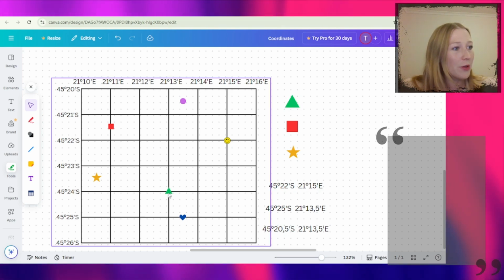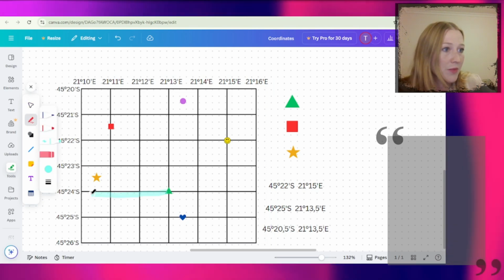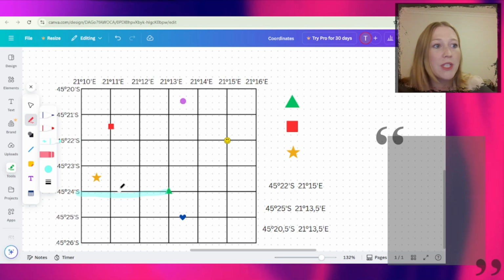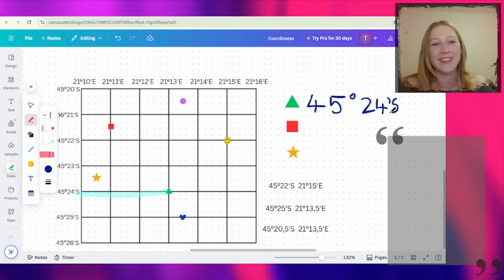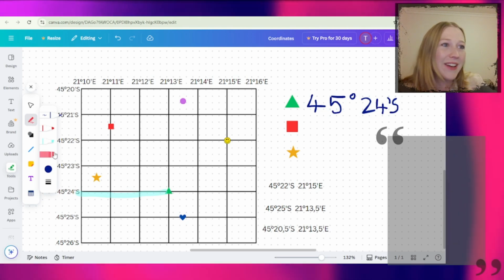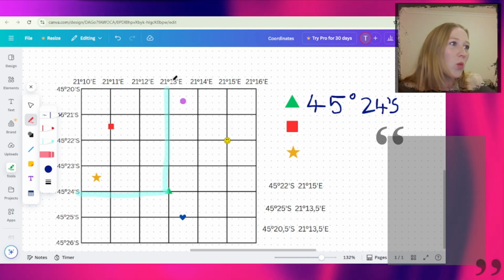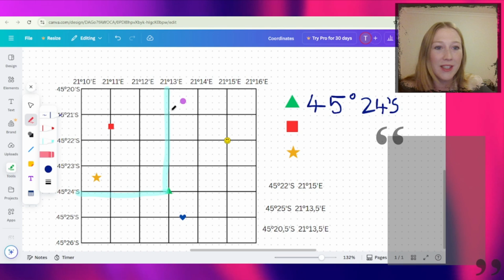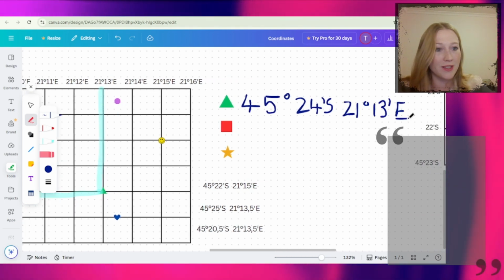So here is our green triangle. We first go to south. So there's south. 45 degrees and 24 minutes south. There we go. Okay, and now we have to draw it towards the east. There we go. 21 degrees and 13 minutes east. Okay, hopefully we're all good with that.